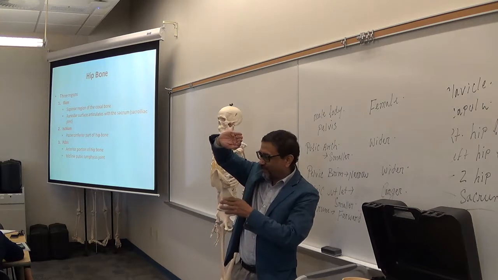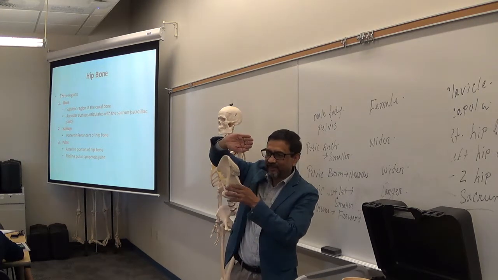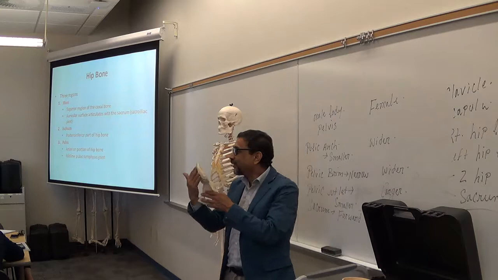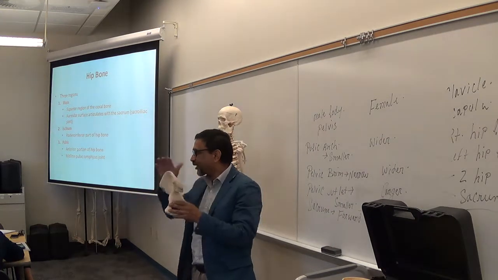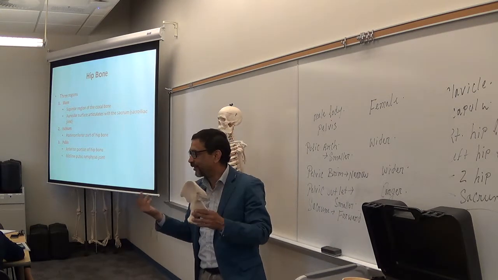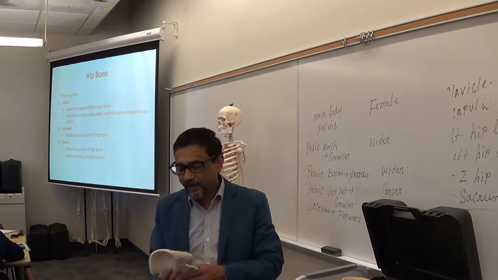Then you see there is a fossa on the inner side of the ilium. Fossa is what? Like I mentioned before, right? Depression. So that is called the iliac fossa. Iliac crest, iliac fossa, because both are in the ilium.